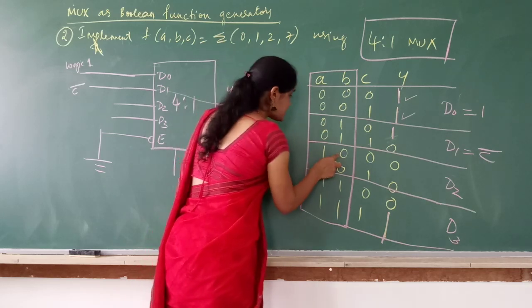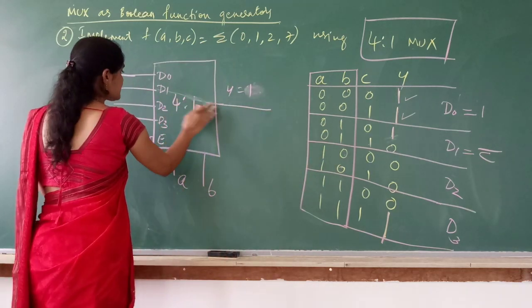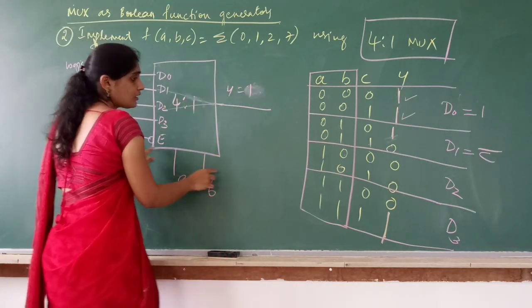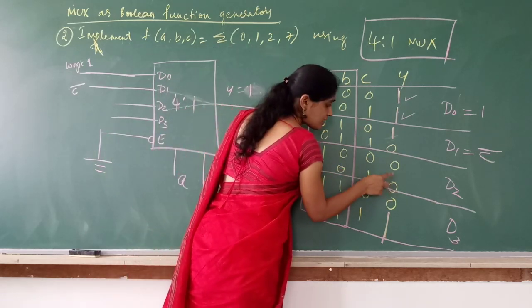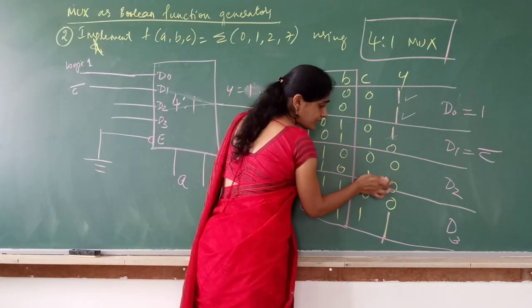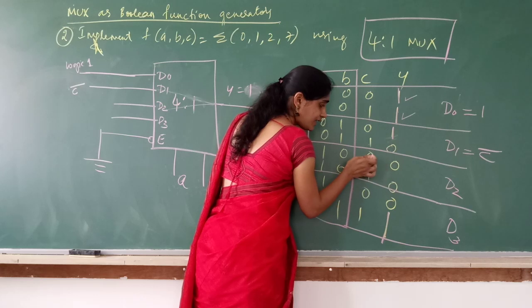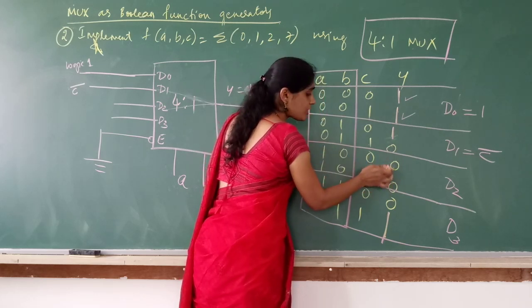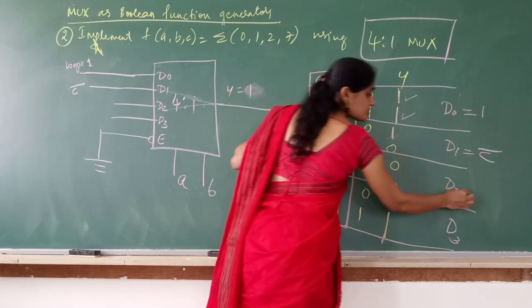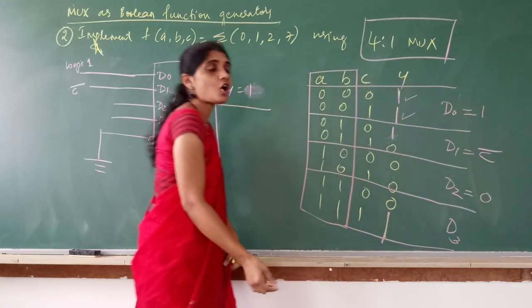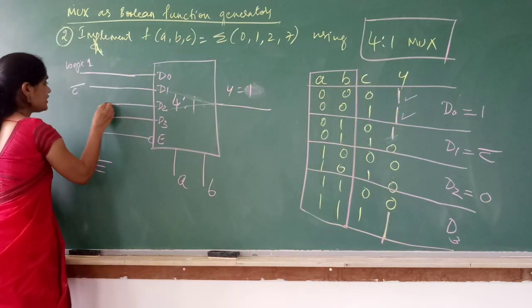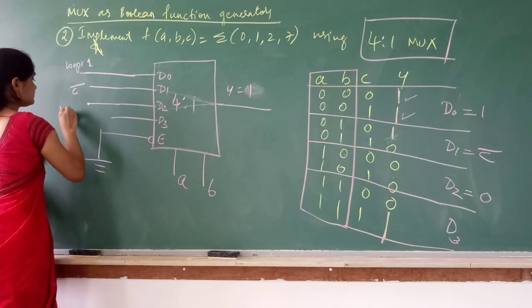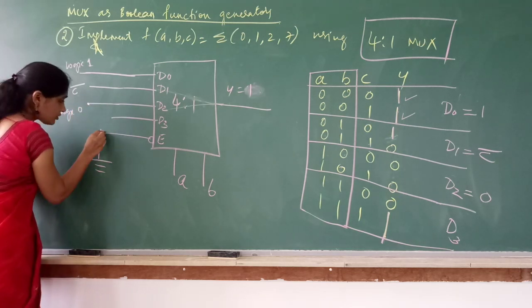Next, 1, 0. What is connected? D2 will be connected. But what is the output I want? See, look at the combination. D2 is taking 0 irrespective of C. When AB is 1, 0, what is Y? Y is 0. So connect D2 to what? Logic 0. So connect D2 to logic 0. You can connect it to ground otherwise.